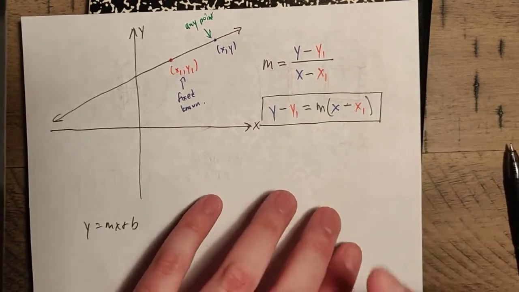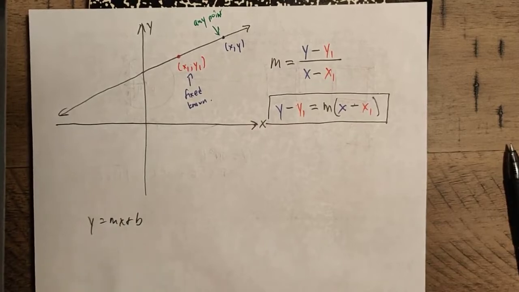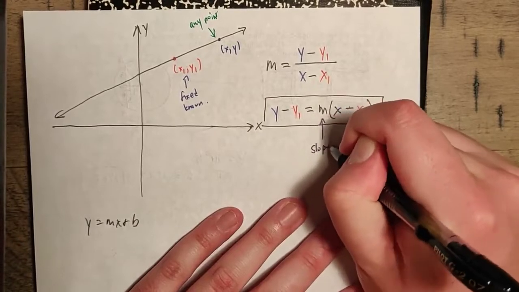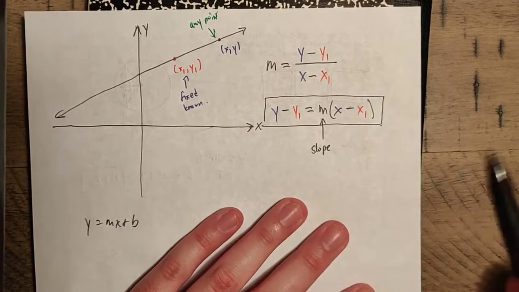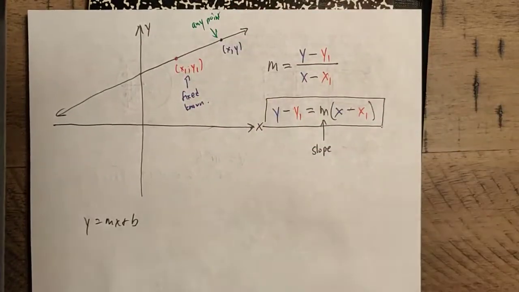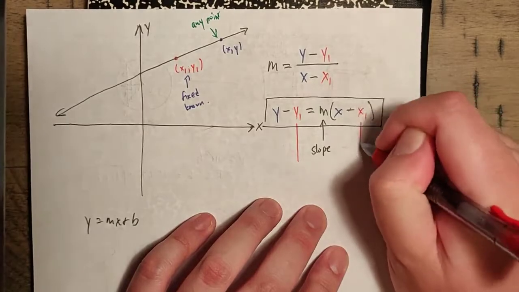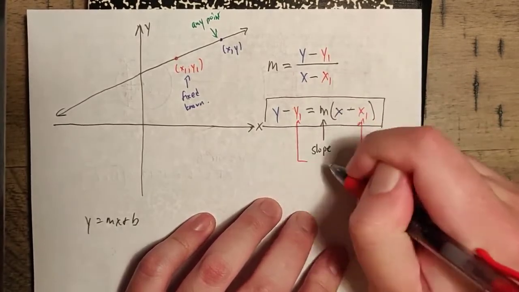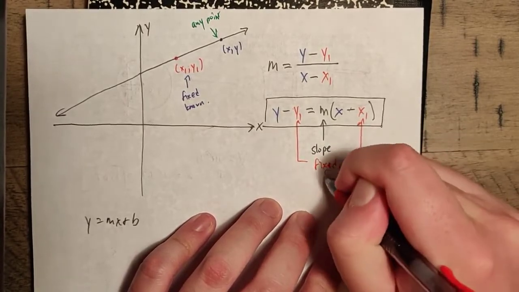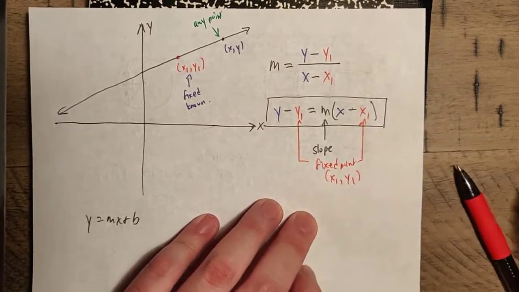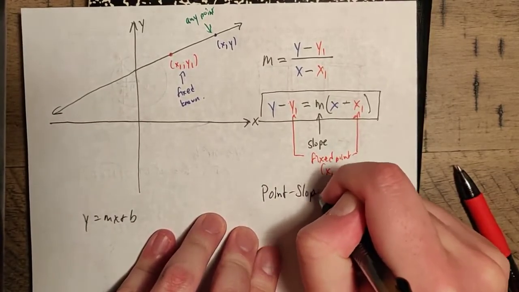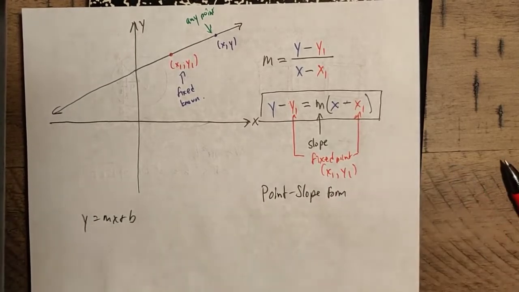This, as you can see, much like the slope-intercept form, which encodes a slope and intercept, encodes information as well. We still have m is the slope, so the slope is still encoded. However, the difference now is that instead of encoding a specific point on the y-axis, it encodes a general point. In fact, it encodes this point here, x1 comma y1. So this is the fixed point, x1 comma y1. We refer to this as the point-slope form of the equation of a line.